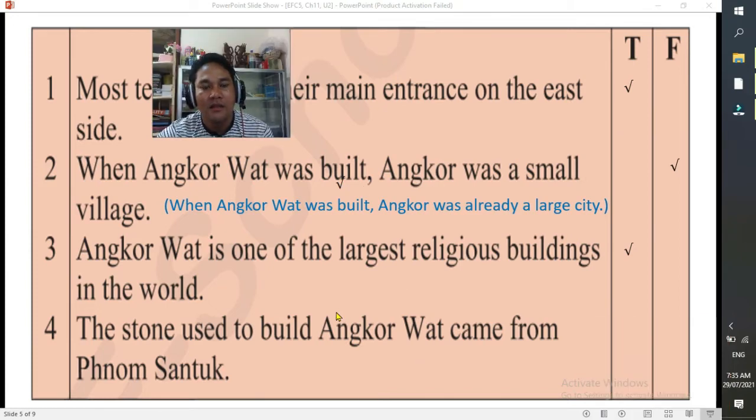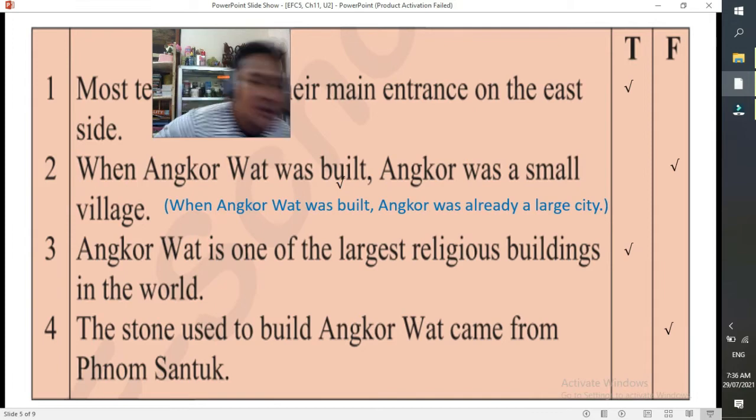Okay, and then number 4, the stone used to build Angkor Wat came from Phnom Santok. Phnom Santok is in Kampong Thom, right? Did you hear that? So now we can check and verify. Okay, it is not right. It is the incorrect information. So you have to give the correct information to this number 4 statement.